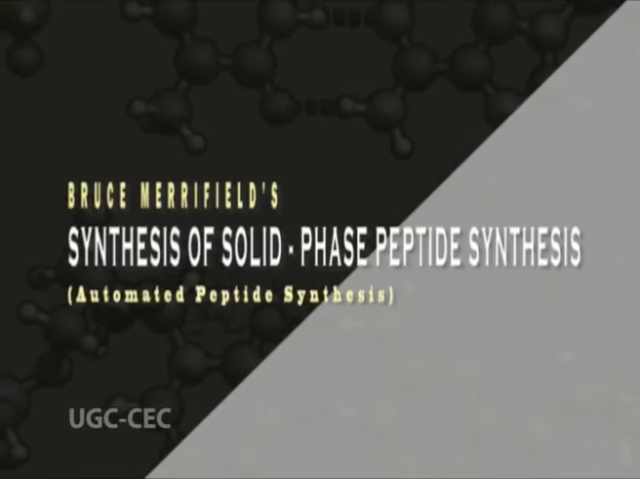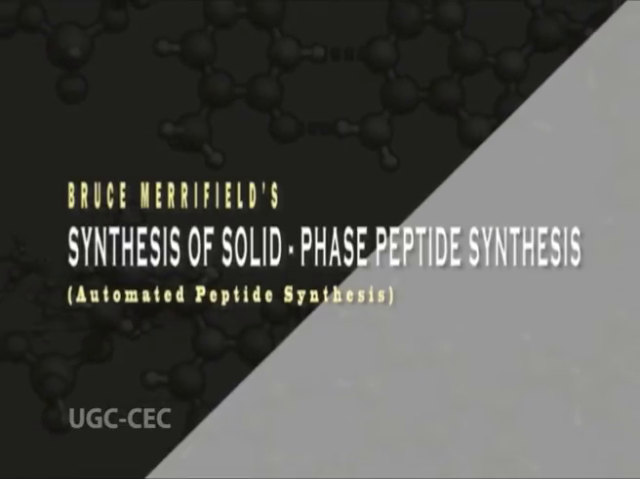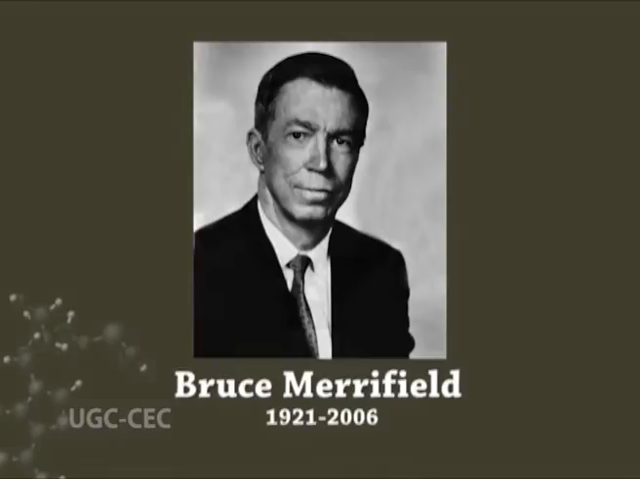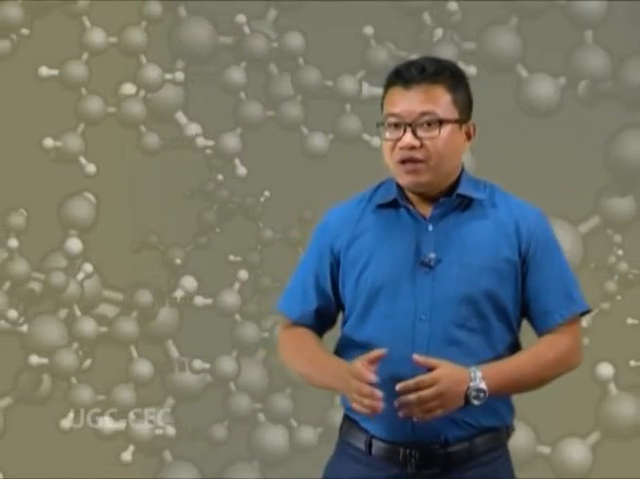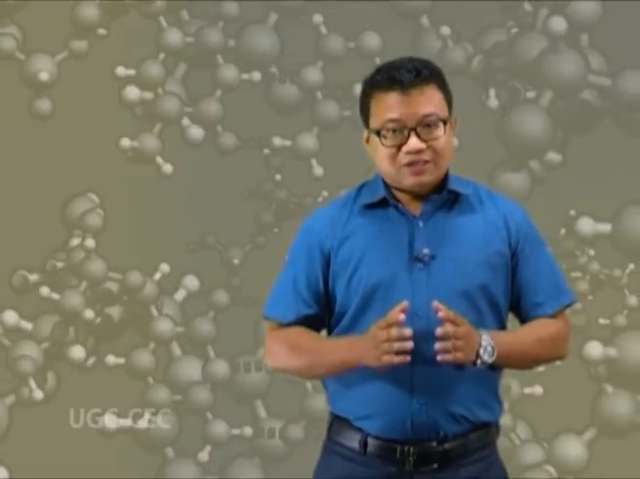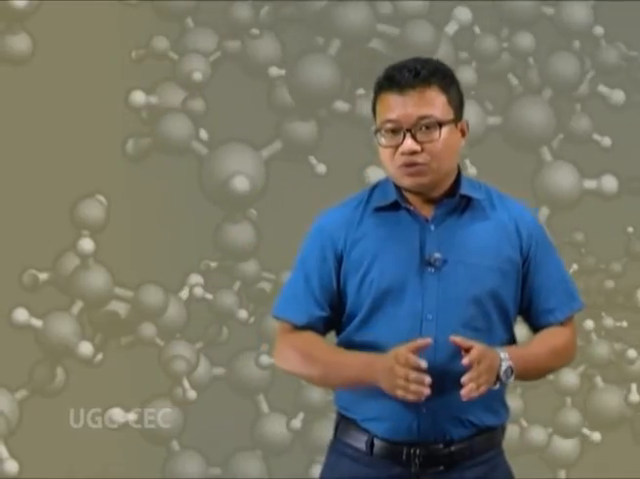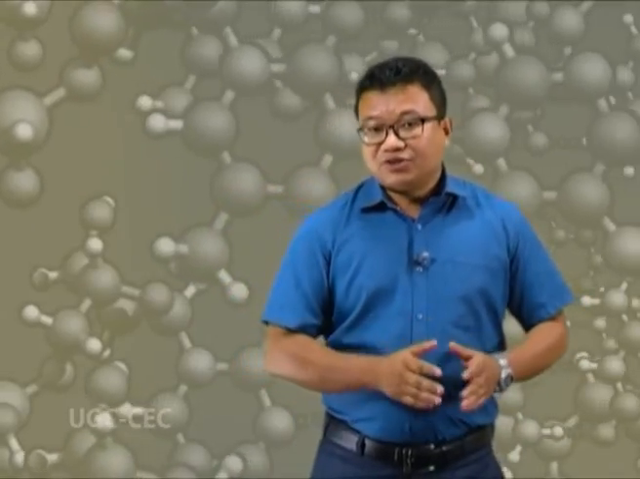Let us discuss Bruce Merrifield's solid phase peptide synthesis, also known as automated peptide synthesis. In 1969, Bruce Merrifield described a method that revolutionized the synthesis of peptides because it provides a much faster way to produce peptides in much higher yields. He received the Nobel Prize in Chemistry for developing automated solid phase peptide synthesis in 1984. Furthermore, because it is automated, the synthesis requires fewer hours of direct attention.